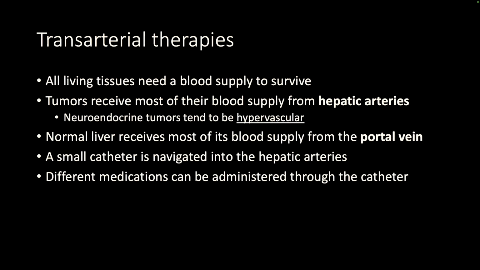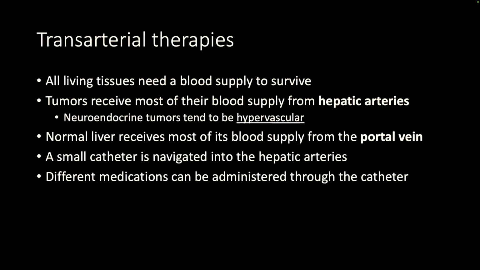So if I inject medicine into the hepatic arteries that supply blood to these tumors, I can preferentially damage the tumor, okay? And I can stress the normal liver, but not to the same degree that I'm going to damage the tumor. Because the normal liver has an additional blood supply that the tumors don't have, okay? So we're working on that principle that these tumors are going to be sensitive to the medications I inject into that artery. So we use a small catheter.